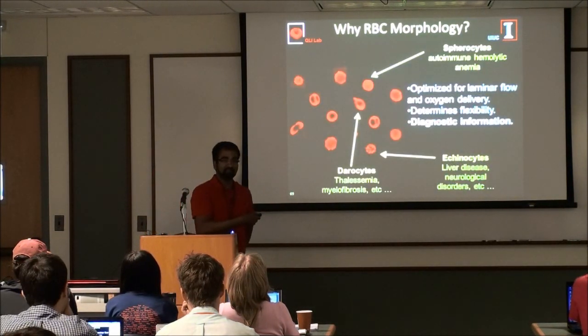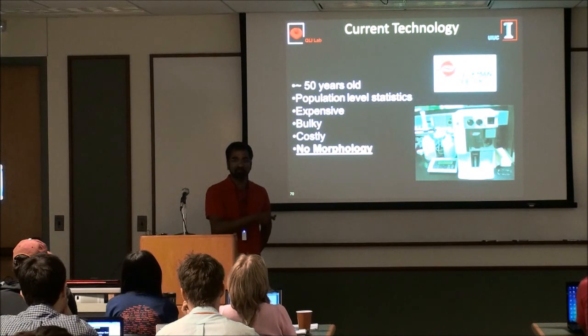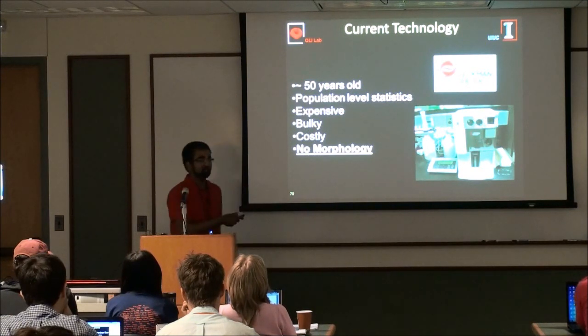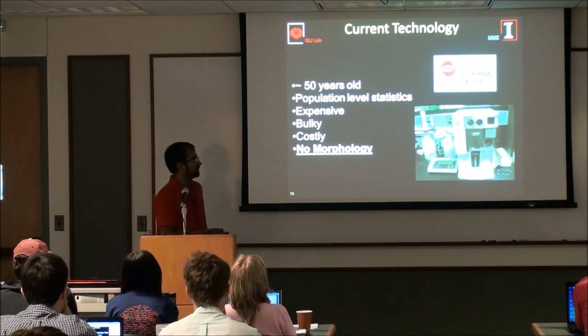The current way this is performed in the clinic is that, first of all, when you walk in, you get a blood test. The doctor orders a complete blood count test. What that means is they take a milliliter of blood and feed it through a Beckman Coulter counter.